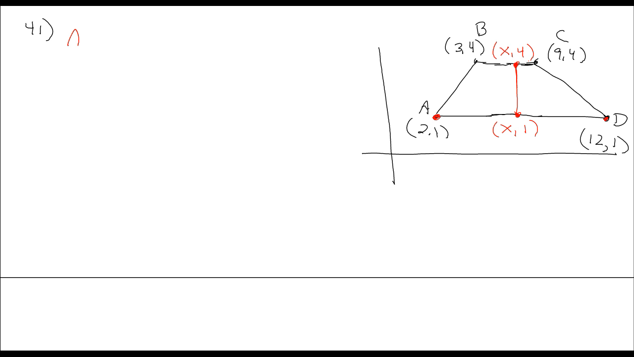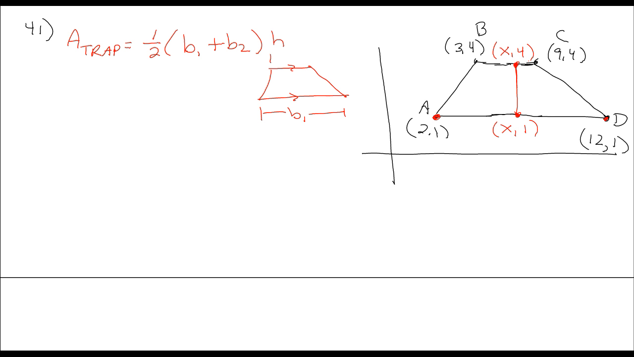Well, the area of a trapezoid is 1/2 (b1 + b2) times the height of the trapezoid. And your bases are the parallel sides. No matter how the shape is oriented, the bases are always the parallel sides. So say here's b1 and here's b2, and the height is always the perpendicular height between the bases.